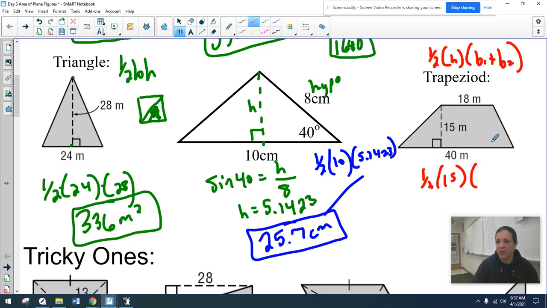Just make sure they give you the whole thing. If they give you chunks, those are the ones that are a little harder, and you got to find the other piece. So in this case, the 40 is right in the middle, so that's all of it. So if I do 1/2 times 15, and then times it by 58, it's going to give me about 435. So just a quick run through of all of the shapes. Those are the ones that are normal and easy.